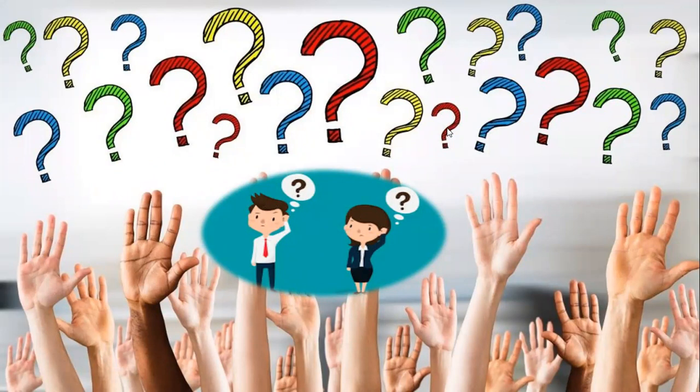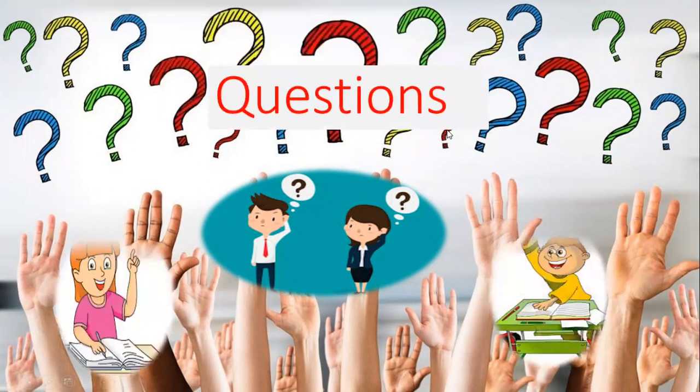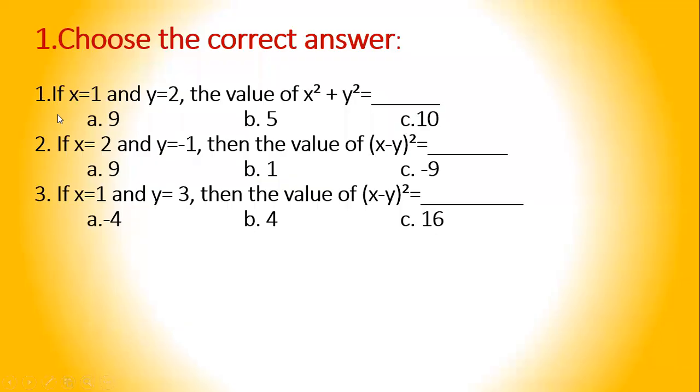Very good, Sumaya. Now it's my turn to ask the question. Be ready. Question number 1 is: if x equals 1 and y equals 2, the value of x square minus x square plus y square is equal to what? Here 3 options are there. Quickly solve this question in your notebook and share your answer with me.